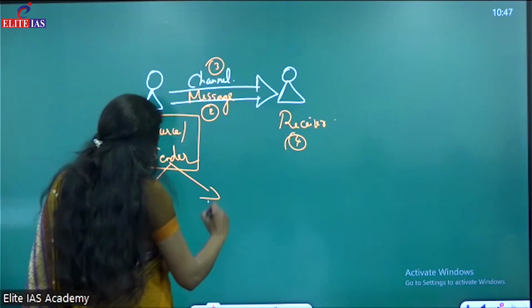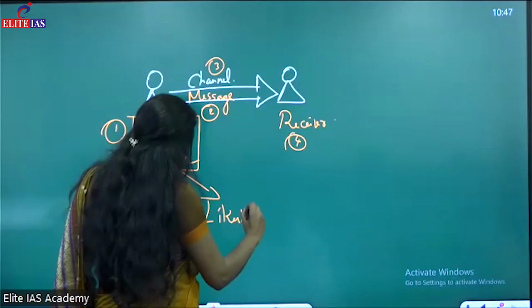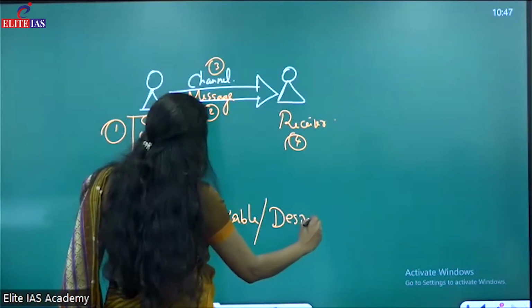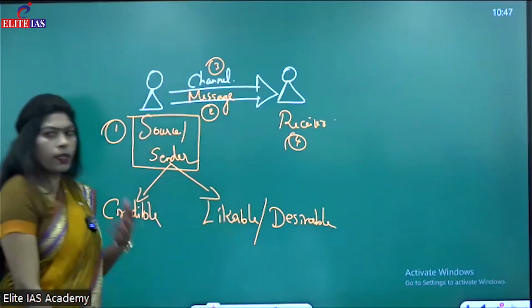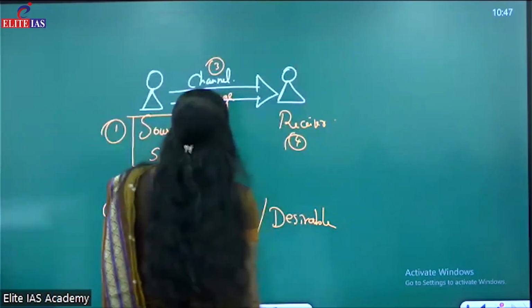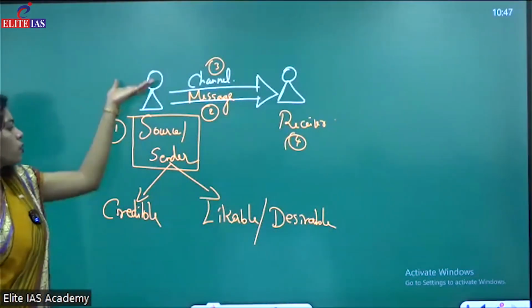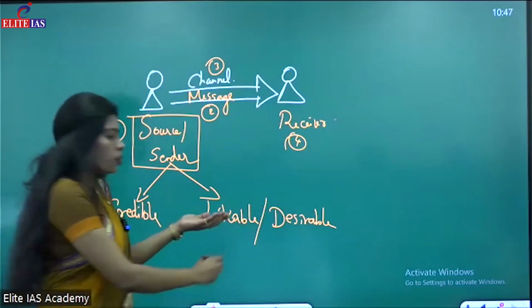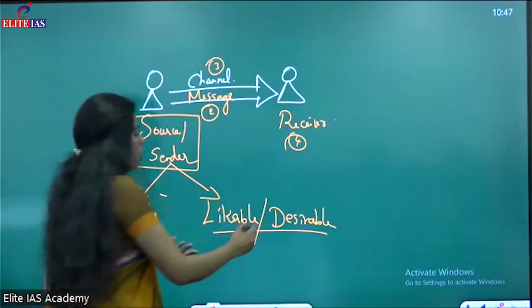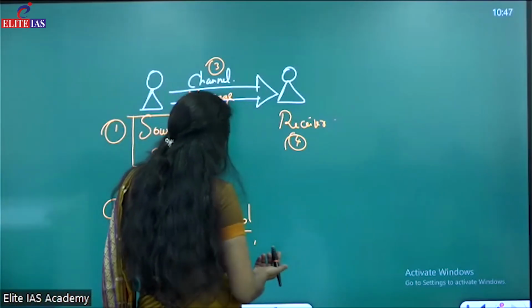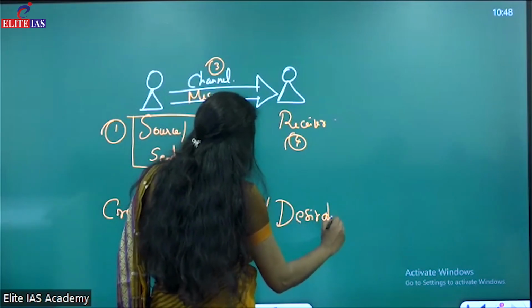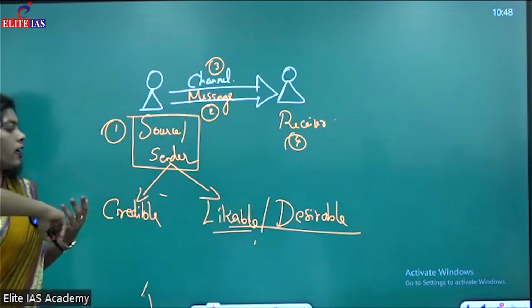Second, likable sources. Both likable or desirable, the same way as we did in social influence. Here also, persuasion can be improved this way. Persuasion can be improved if the source is a likable source. The person whom you are fond of, you like most, these people will try and convince you. Those you desire, those you want, you like, are desirable sources.